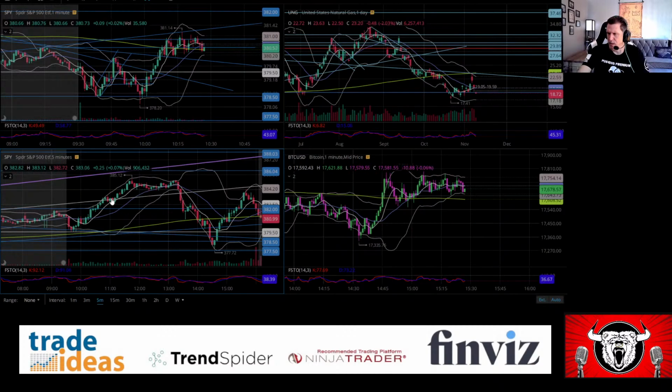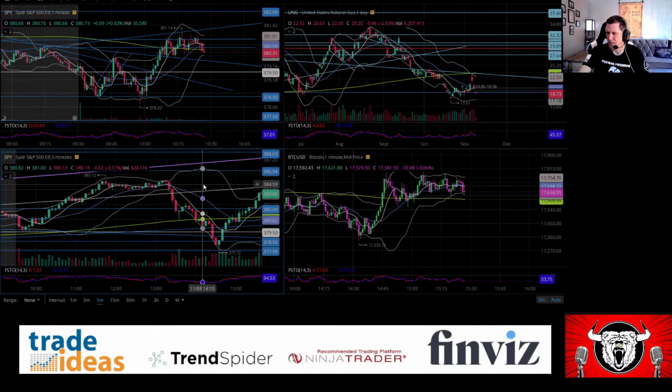But it set up an accumulation here. It was threatening to break out to hit that 386 pivot. Didn't quite make it beyond 385 with enough gusto to continue that move. And it just went sideways about 11:30 to about 1:15 before we started to get that midday breakover.